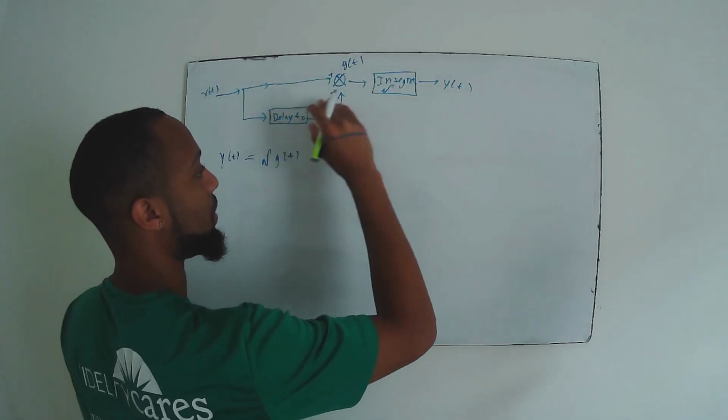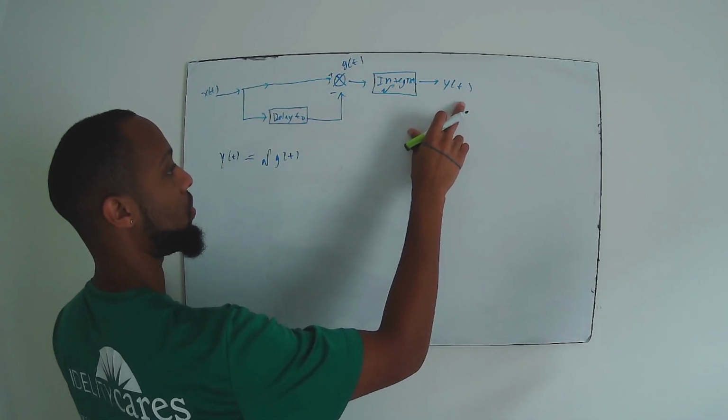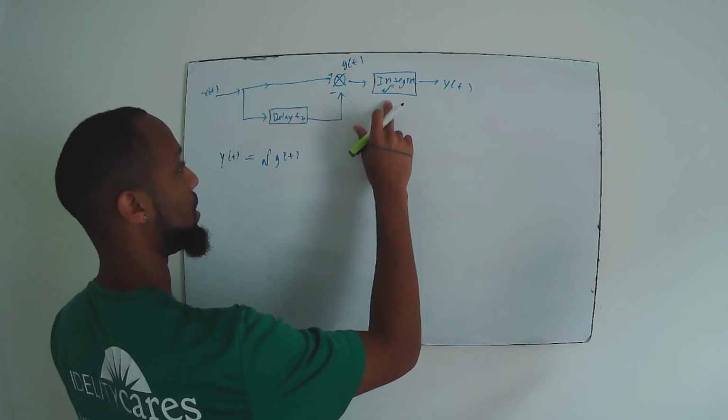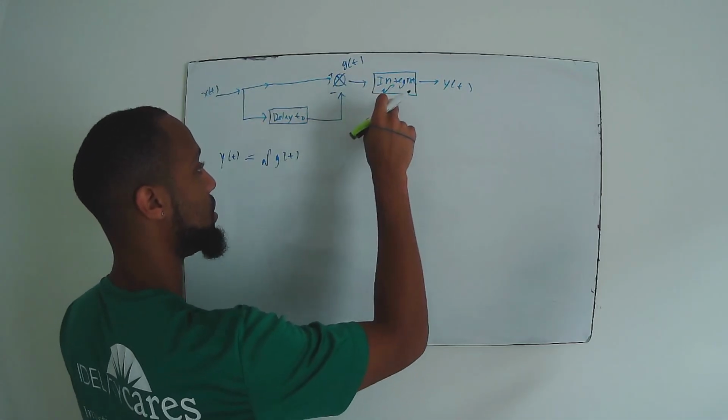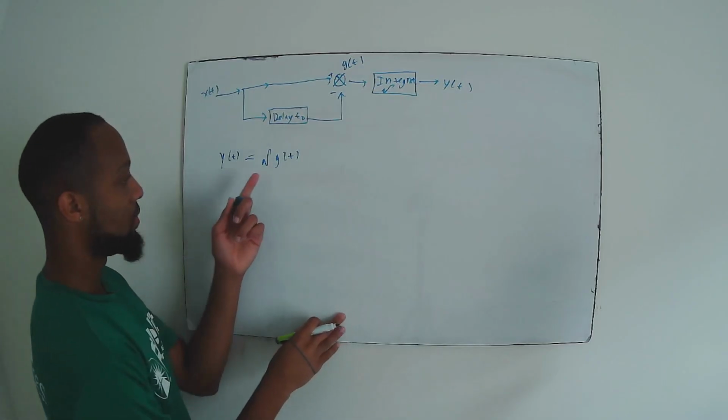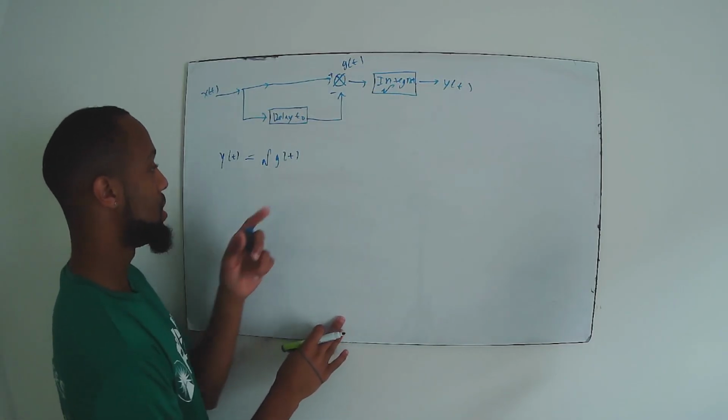You just follow the chain, right? So go backwards. Y of t is here, so y of t has to be the integration of something. Well, that integration of something is g of t. That's what goes into the integrator. So y of t is the integration of g of t. Well, let's figure out what g of t is.